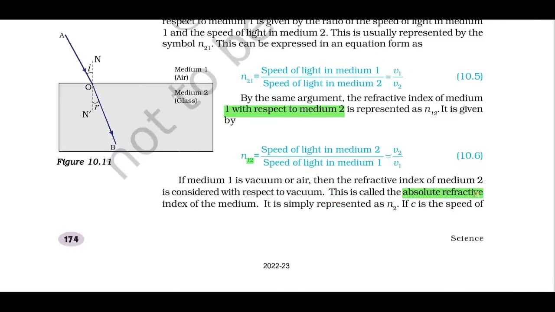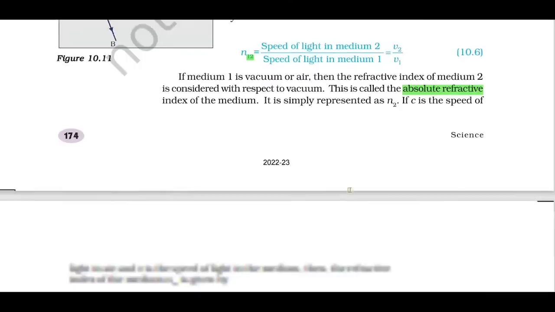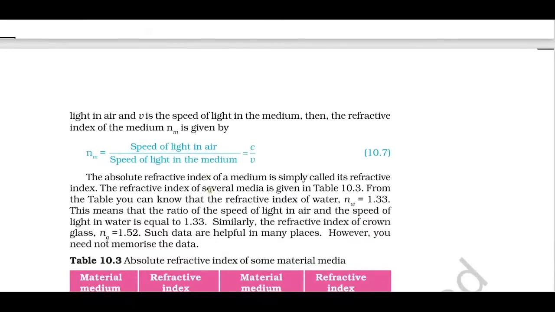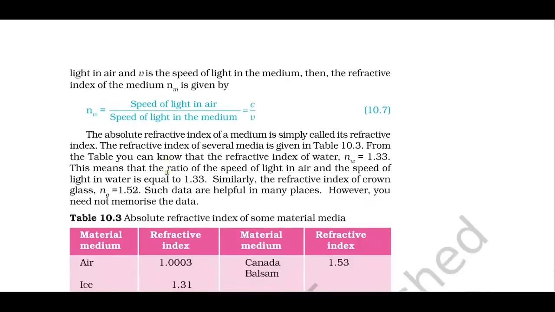What is absolute refractive index? If medium 1 is vacuum or air and the refractive index of medium 2 is considered with respect to vacuum, then it is called as what? Absolute refractive index. It is represented by n equals what? C by V. What is C? C is the speed of light in air divided by the speed of light in the medium. N equals the refractive index of the medium.